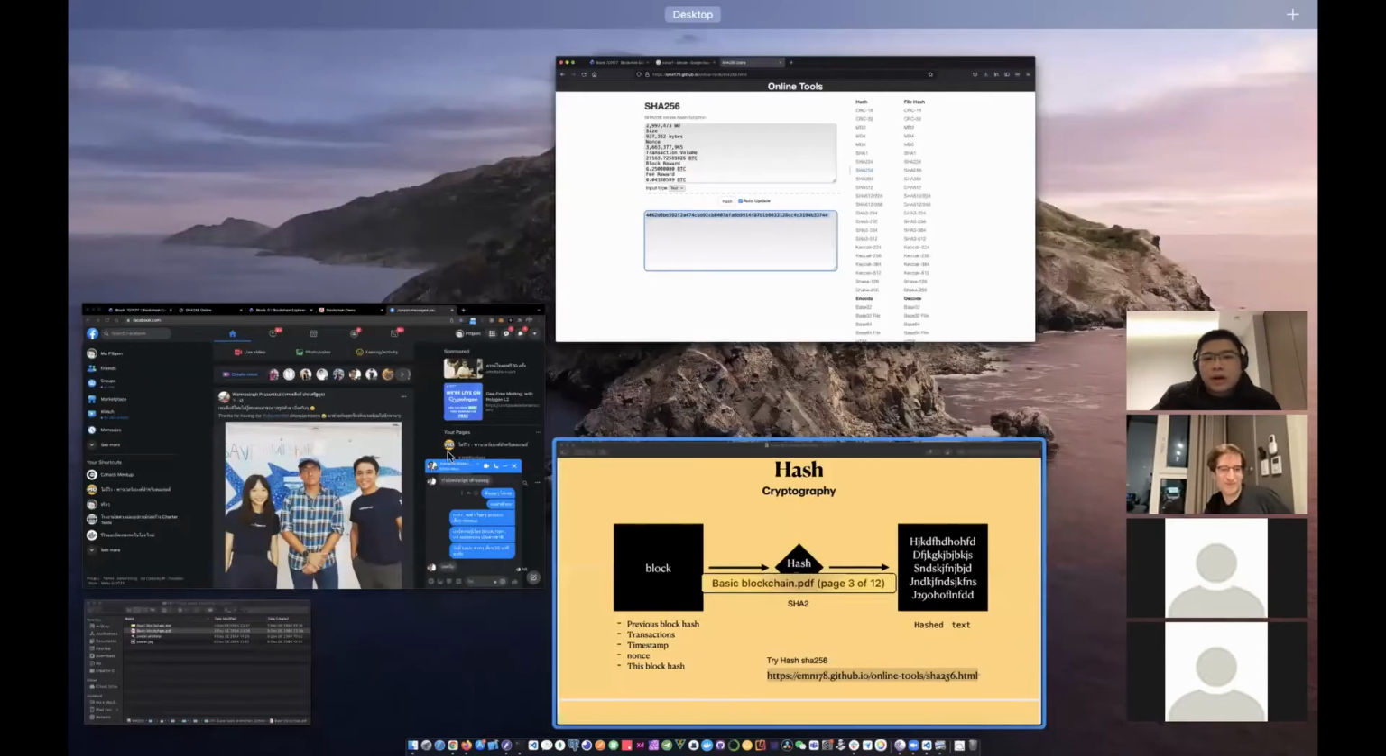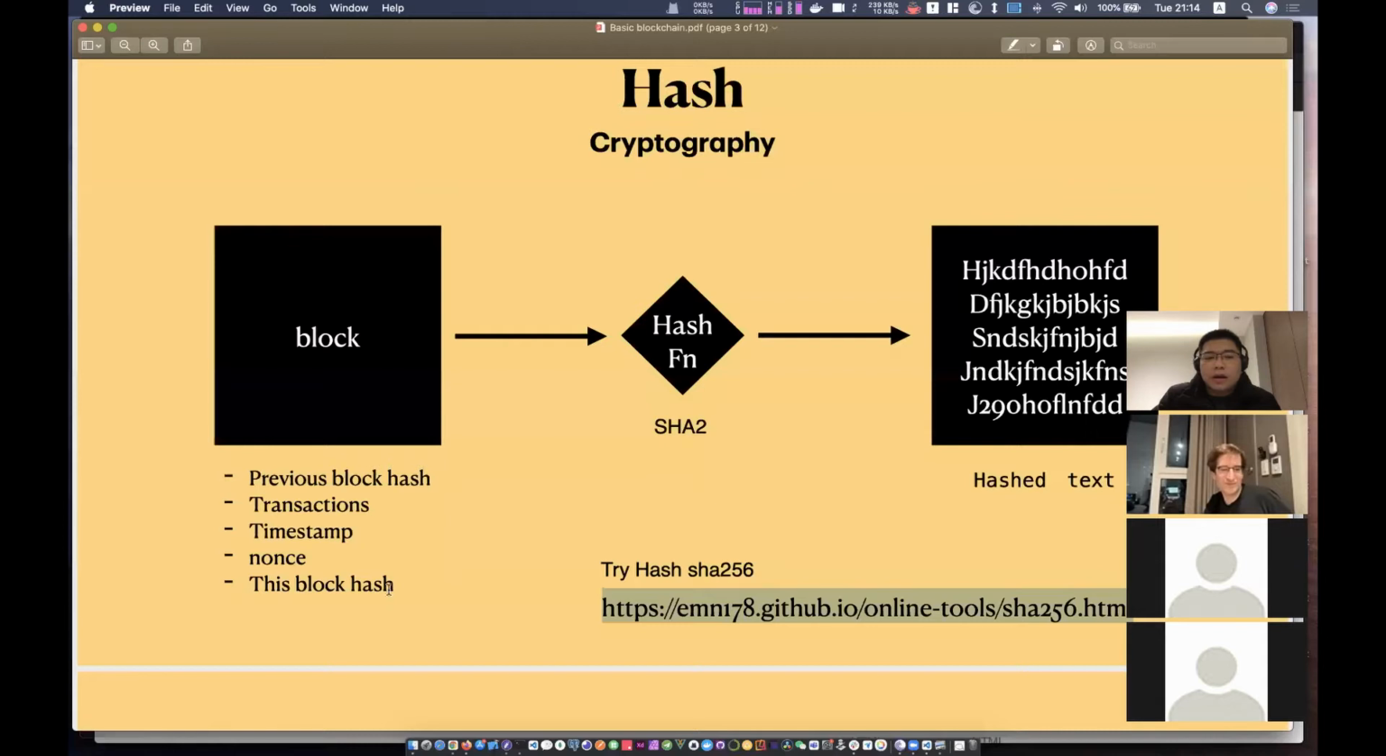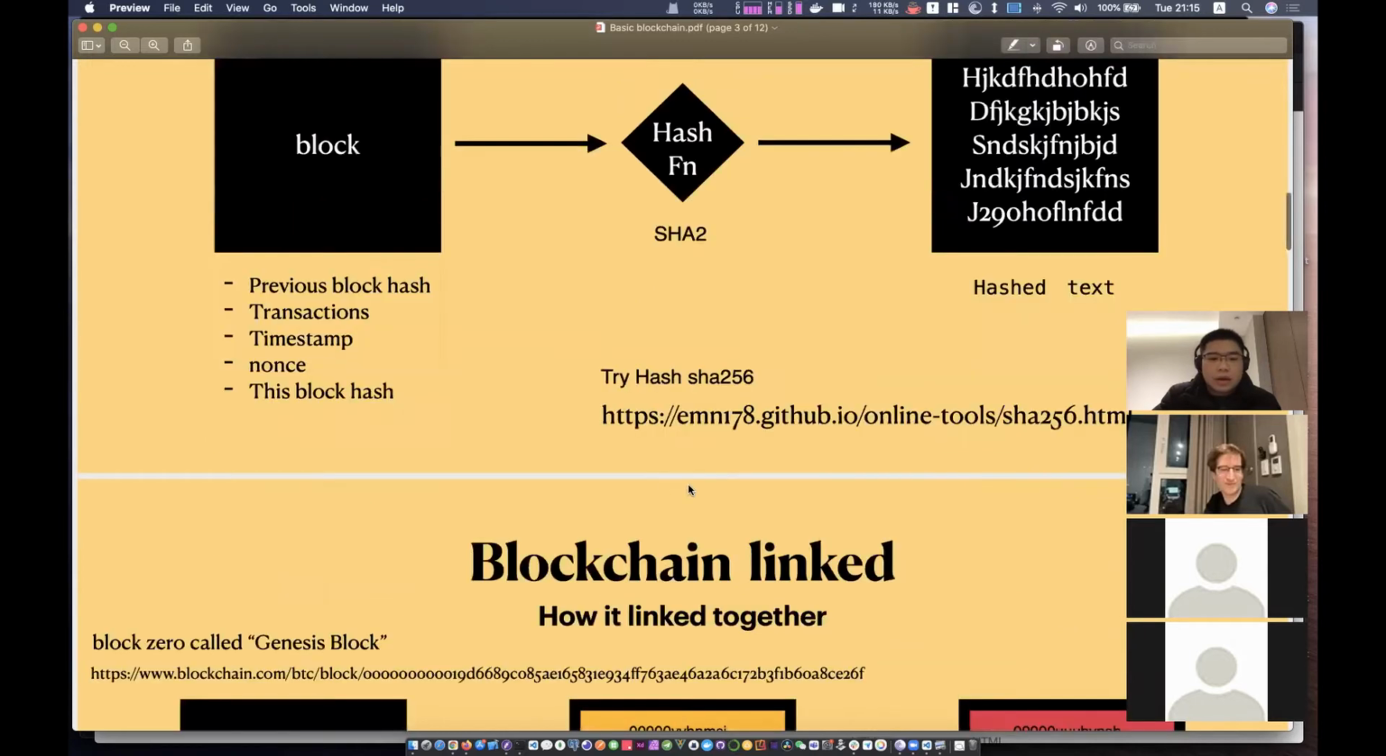So for the cryptography of the block, the one block that we can see, the first thing that a block has is the previous block hash. The second thing is the transactions. The third thing is the timestamp, nonce, and the block hash itself. After that, they hash it and they create the hash for the block itself.